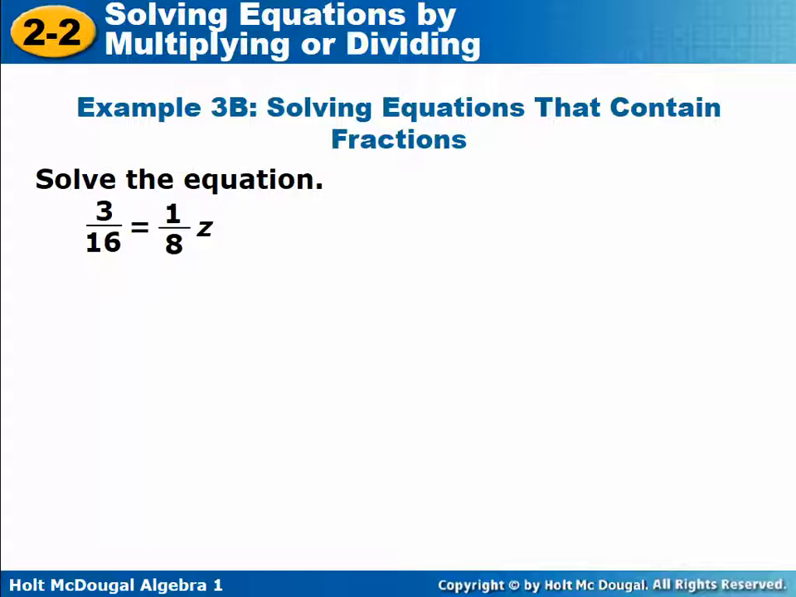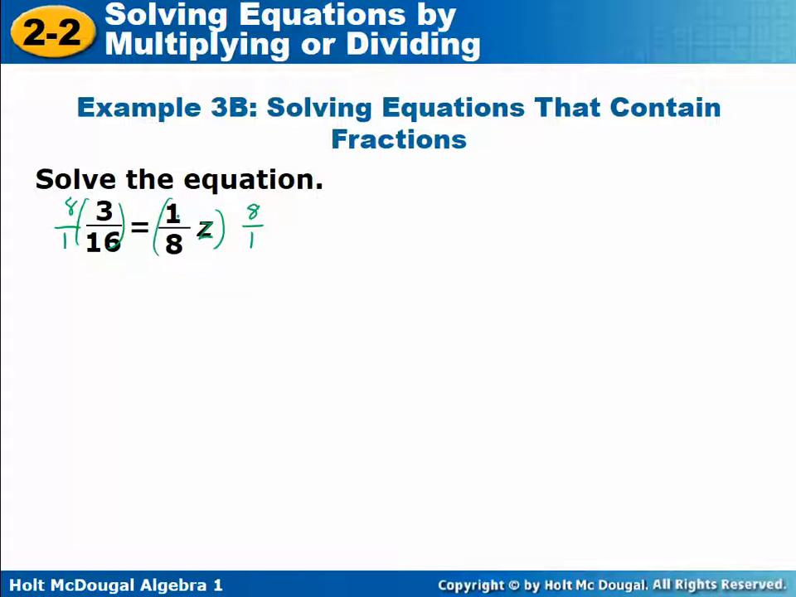Well, remember that we are only really concerned about the variable and what's happening to it. It is being multiplied by 1/8. The opposite of multiplying by 1/8, we could divide by 1/8, or we can multiply by its reciprocal, because that's the same as dividing by a fraction. So we're going to multiply both sides by 8/1.